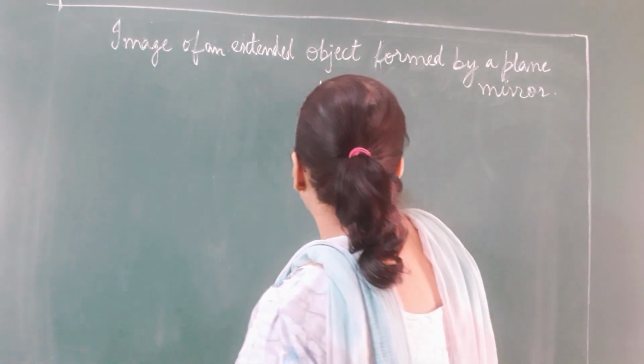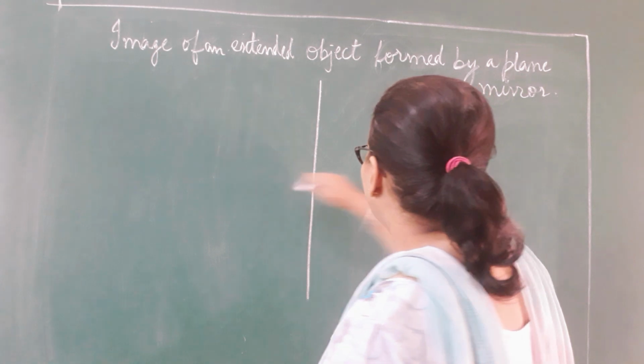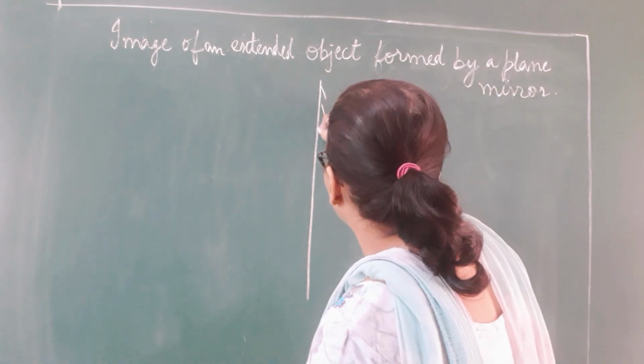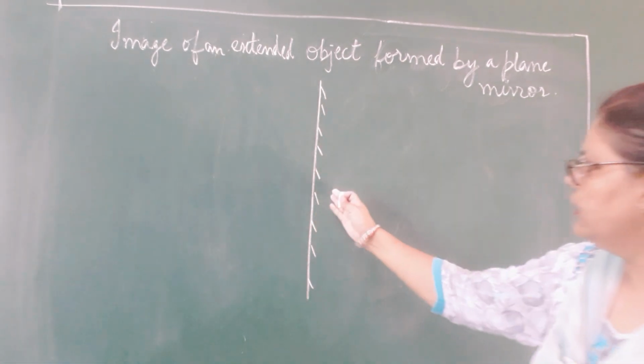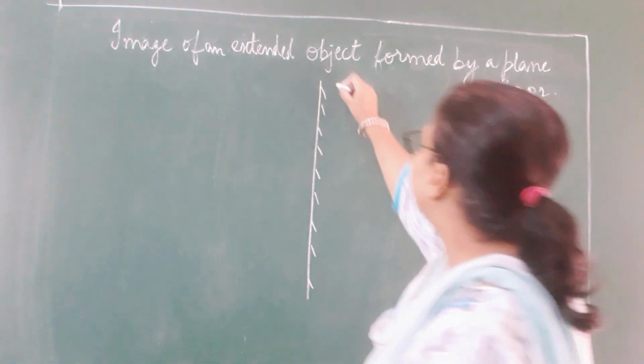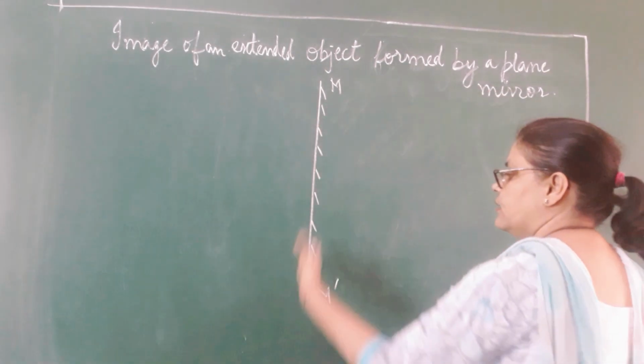First of all, I will draw the mirror. Now this time, I am going to draw it this way. I am not going to keep it in the other manner. I am going to keep it vertical. This is a vertical mirror. You can see I have polished it from one side. I have labelled it as MM dash. This is my mirror, right? I have placed it in such a manner.